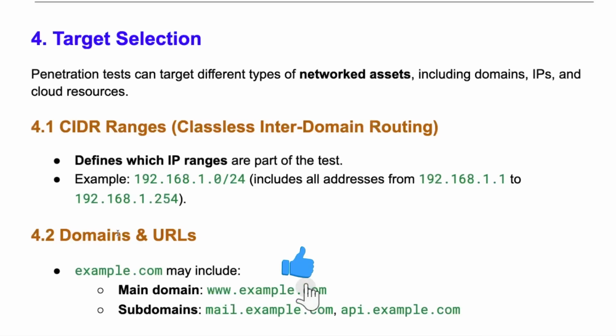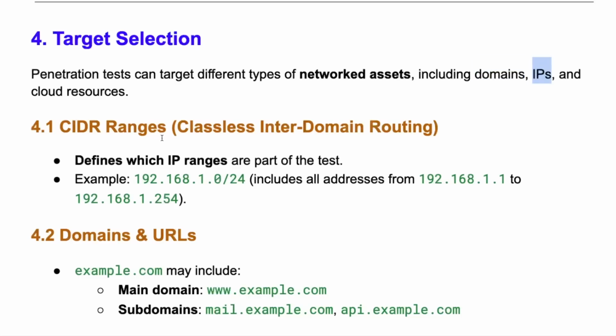The target selection, so this falls under scope. This is a little bit more of a detailed breakdown of what it means to define the scope, and that means to select your target. The pen test itself can target different types of networked assets. This could be a domain name, a range of IP addresses, or cloud resources.